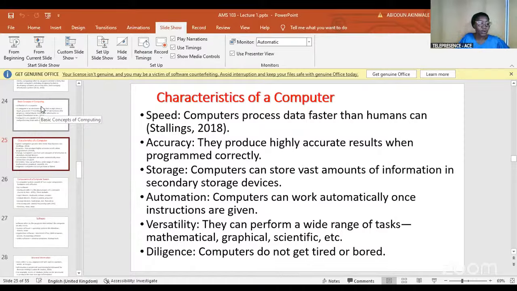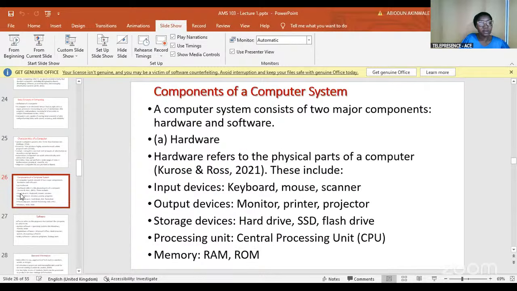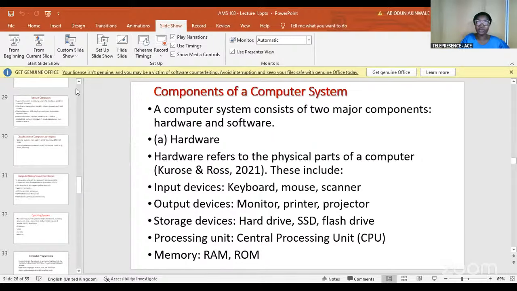Okay. So please, the next slide, ma'am. Yeah. So we're in characteristics. Let's move to the next one. That will be slide 26. Yeah, the components of the computer system. I don't have it here, but maybe you are already seeing it on your side. So you can see the components of the computer system is basically made of two major components, which we call hardware and software.